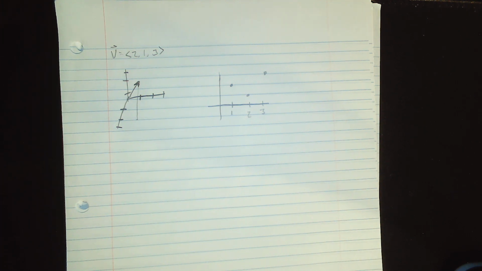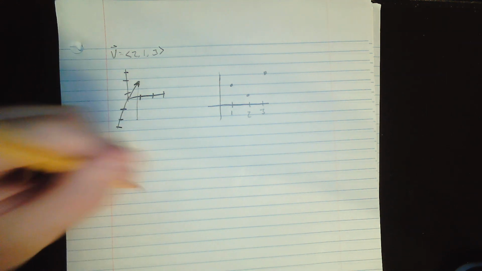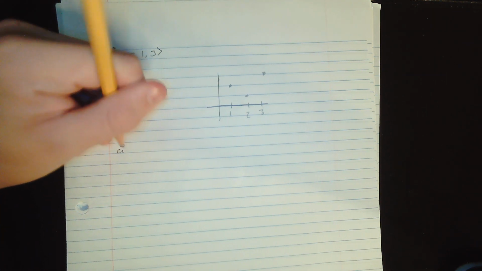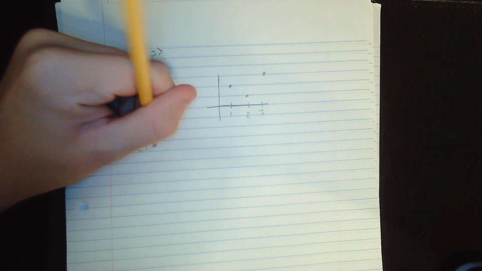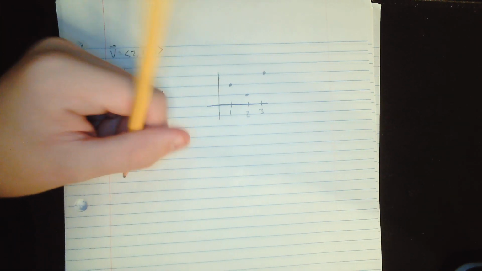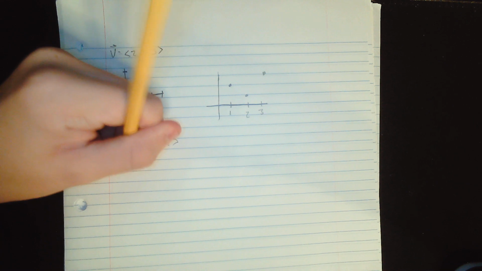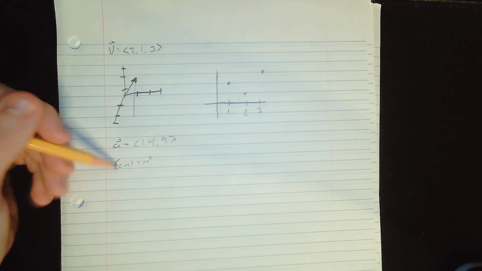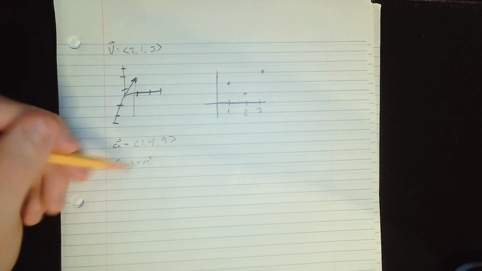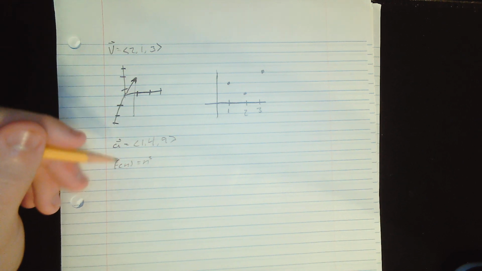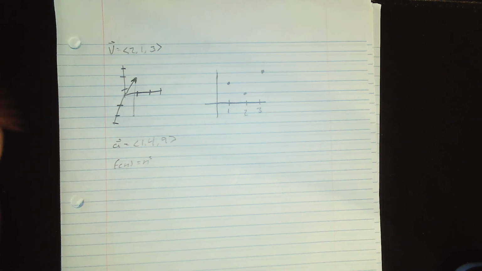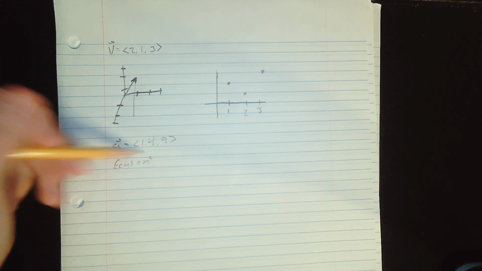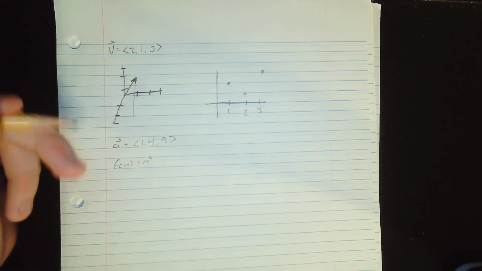Now, we could also simplify this down to a formula. Say we had vector A, and its values are 1, 4, and 9. We could say that f of n is equal to n squared. So f of 1 would be 1, f of 2 would be 4, f of 3 would be 9, and so on. We can basically plot this in a sense.